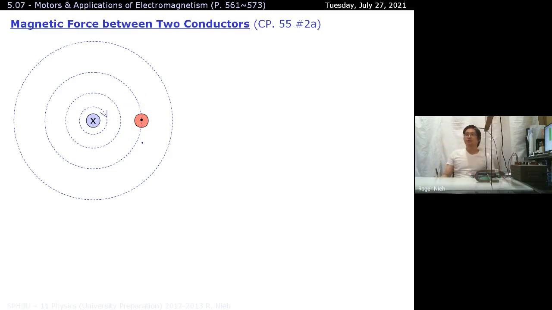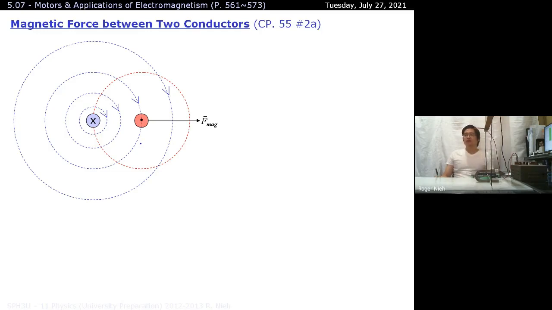So that's what's going to happen here. The magnetic force will cause that red conductor to move towards the right. Now let's unfreeze the blue and freeze the red. Okay, so the blue will be the mobile conductor, and the red one will be the fixed one.